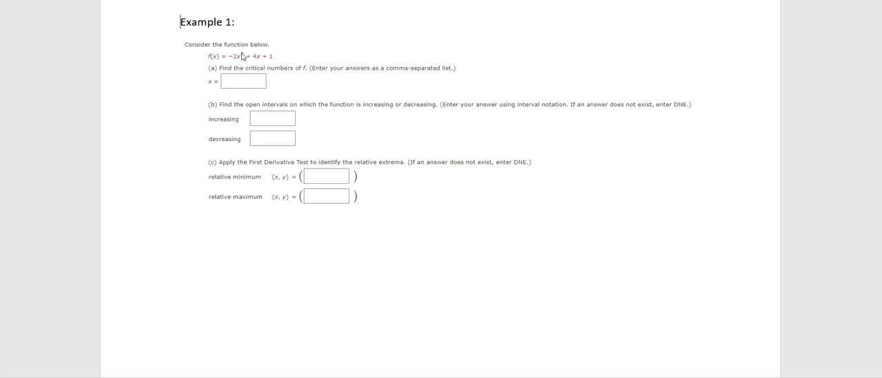Okay. Consider the function below. f of x equals negative 2x squared plus 4x plus 1. This isn't a terribly exciting example, but it has everything going on together, and we don't always have to work hard. Sometimes we could just do work.